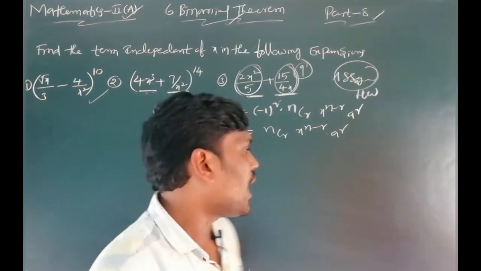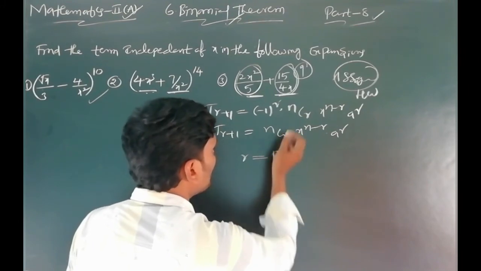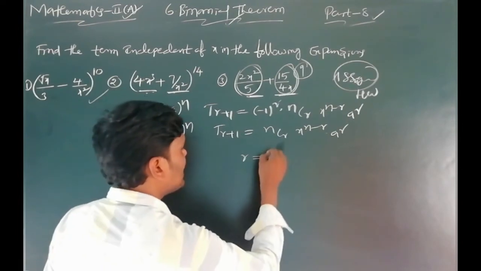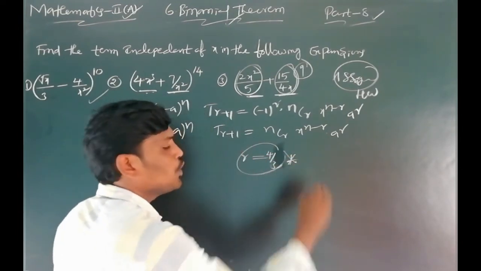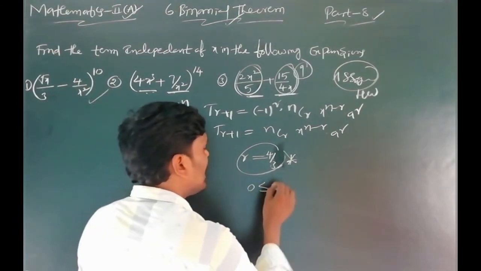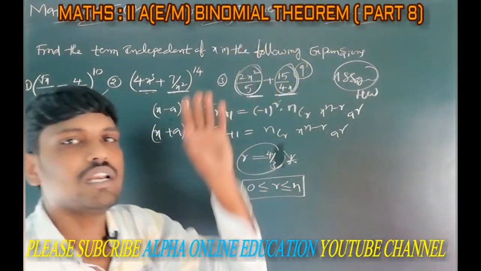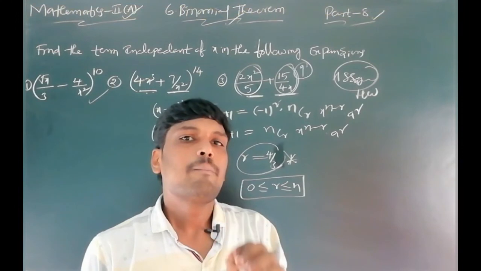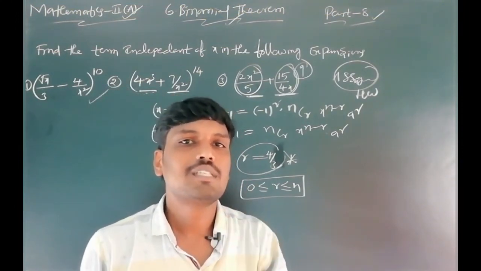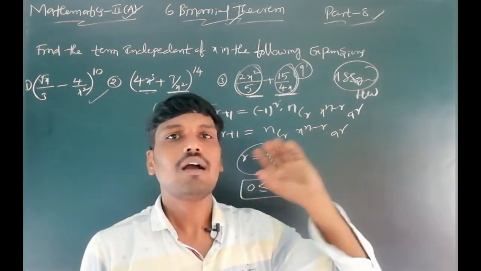Here, suppose the r value is not an integer, suppose the r value is in fractional form, p by q form, a rational number. Then that r value cannot be defined. Suppose the r value is 4 by 3, then the independent term cannot be determined. Here the r value lies between 0 and n only, where n is a positive integer. Only integer values of r are possible in the expansion for the general term, independent term or constant term.